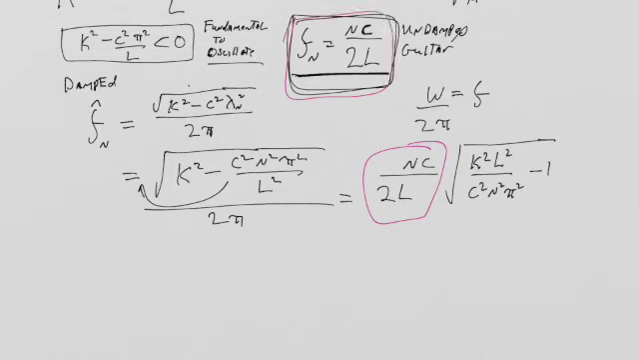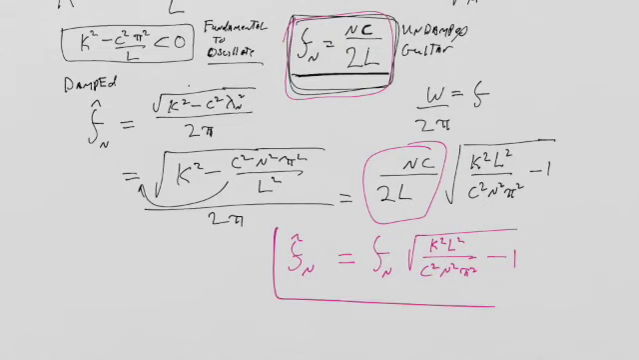So I can now write this whole thing in a very suggestive form as the new partial frequencies. I'll call them partials, or overtone frequencies, to get away from the word harmonics. But it equals the harmonic frequency multiplied by this new factor, square root of k squared L squared over c squared n squared pi squared minus 1, right? And that is our big deal.